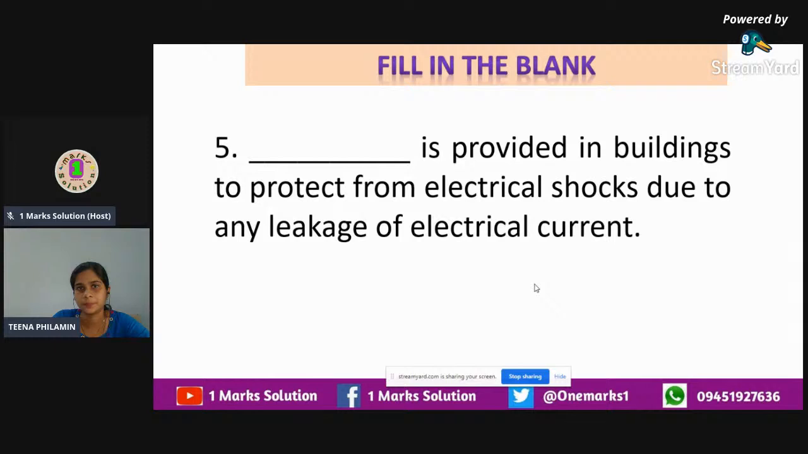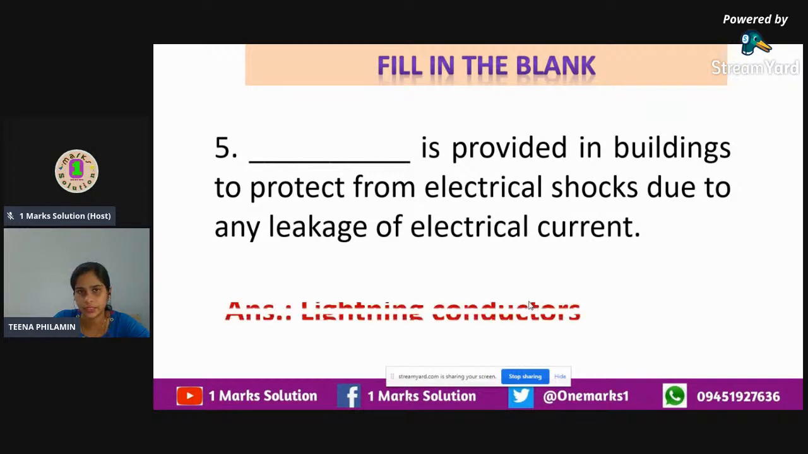Then the fifth question: dash is provided in buildings to protect from any leakage of electrical shocks due to electric current. To avoid accidents related to leakage of electric current, all buildings are provided with some metal on the top. That metal absorbs the lightning and sends the excess electrical current to the ground. The name of that device, the metal rod, is lightning conductors. So lightning conductors are provided in buildings to protect from electrical shocks due to leakage of electric current.